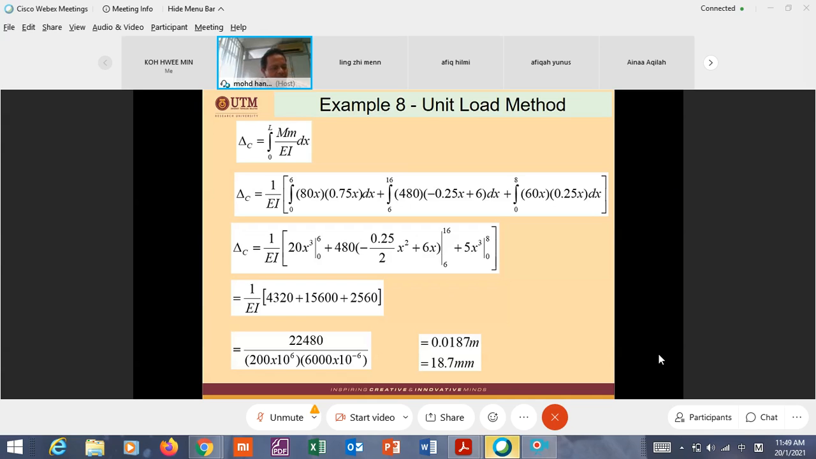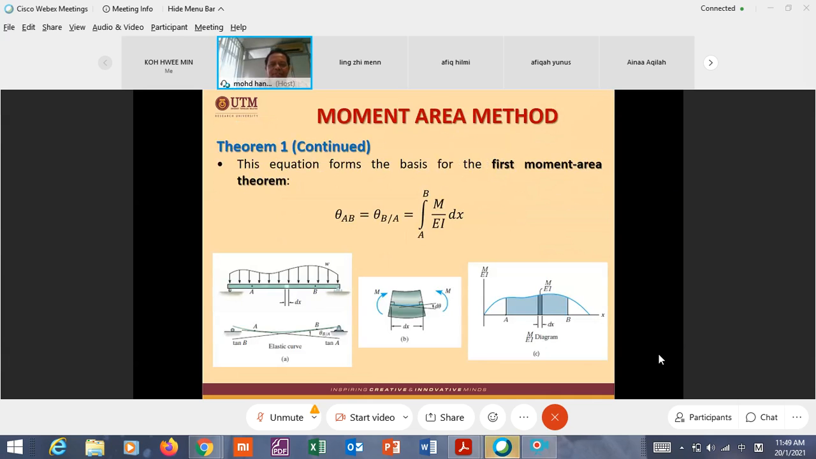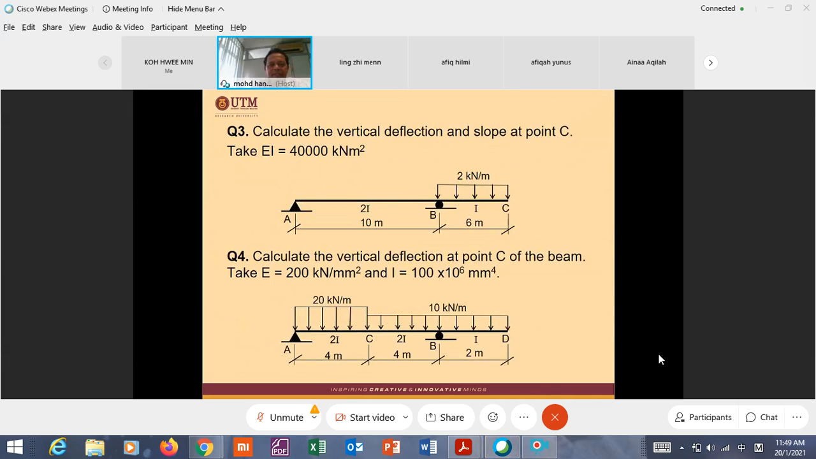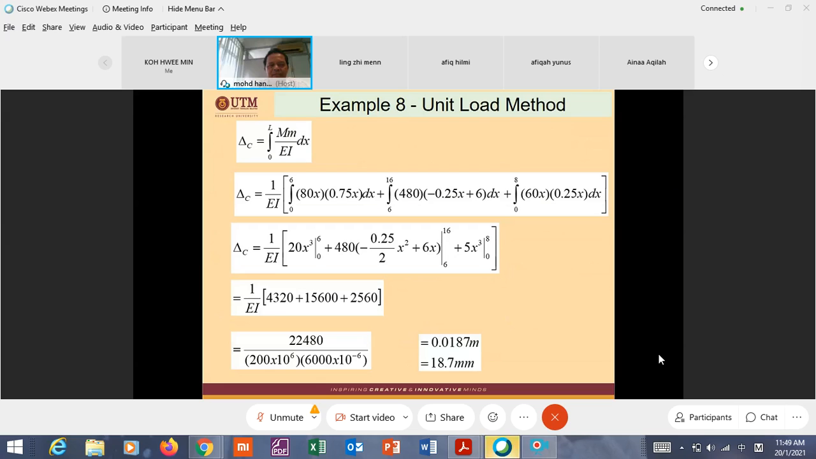So this is the end of the topic on beam deflection. I think this is the end of the examples, because I went through some other examples on deflection using the double integration method and also truss analysis.